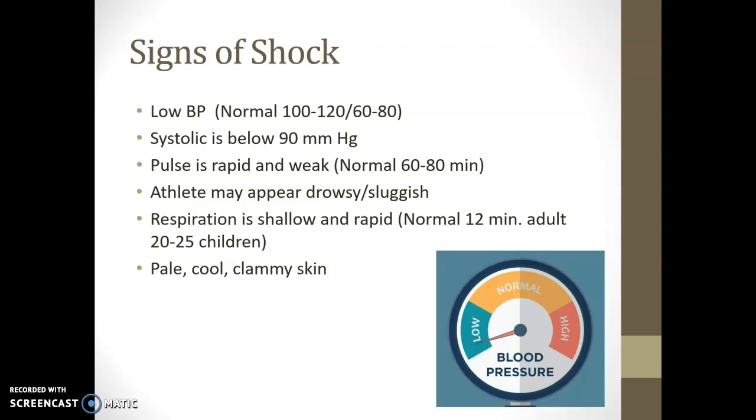Their respiration could again be rapid but very shallow. Normal breaths per minute is about 12 in an adult and 20 to 25 in children. So with an adult breathing a lot faster than 12 and very shallow, that could be a sign of shock. And of course, their skin could be pale, cool, and clammy, which when someone is exercising or working out, usually they're a little bit flushed, a little reddish tint in their face. They're not going to feel cool, they will feel warm, and they won't feel clammy.